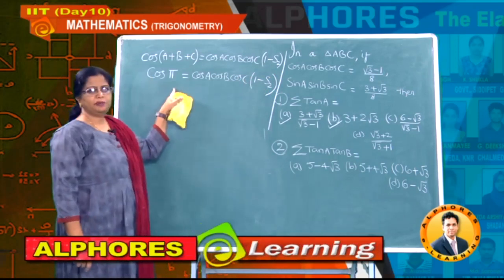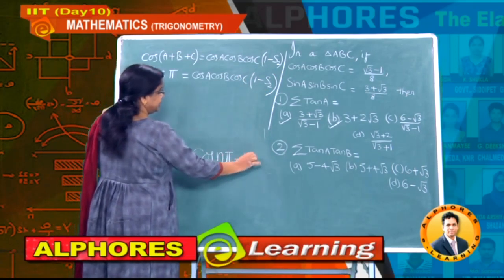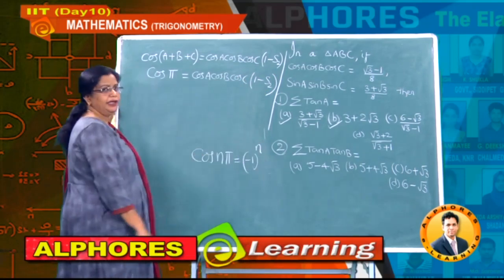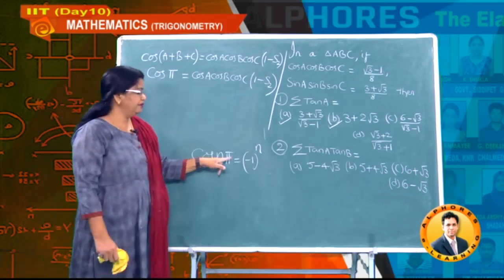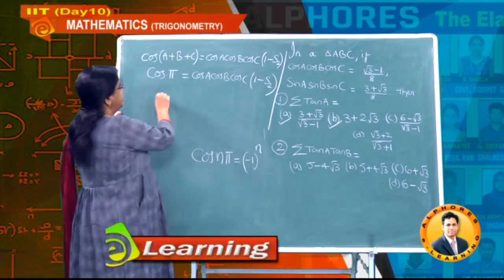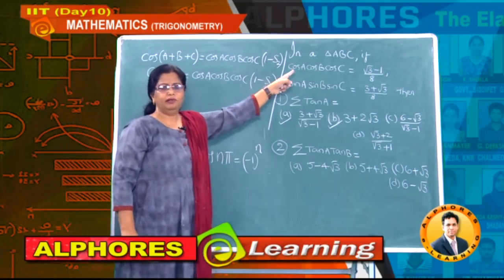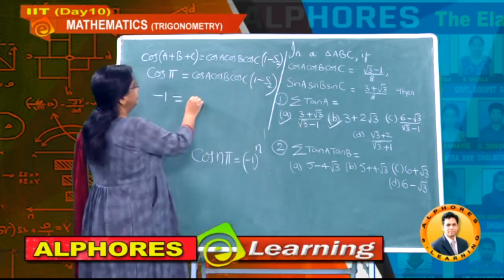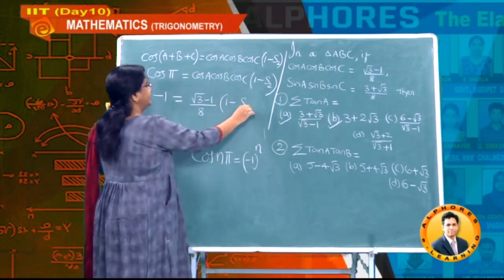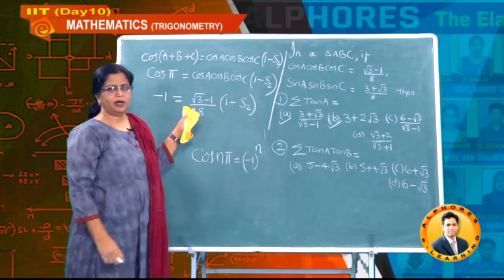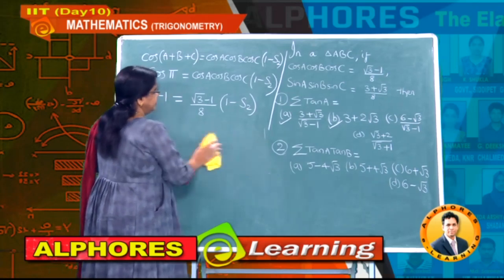Now, what is cos pi? We derived that cos n pi is nothing but minus 1 whole to the power of n for any integer n, and therefore cos n pi, n being 1, is minus 1. So, this is minus 1 equal to cos A cos B cos C, nothing to worry, the value is already given. What is the value? Root 3 minus 1 divided by 8, and into 1 minus S2. So, we have all values in our hand, so we directly substituted, and now you just simplify.